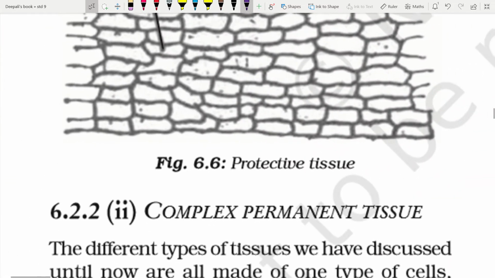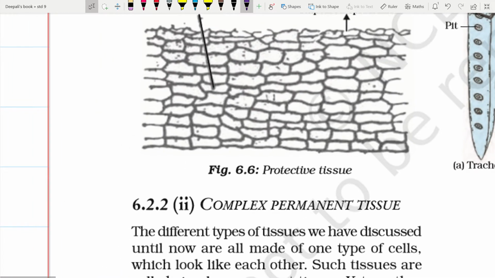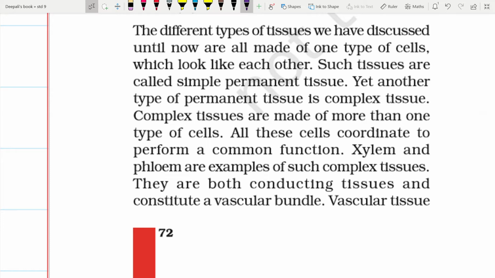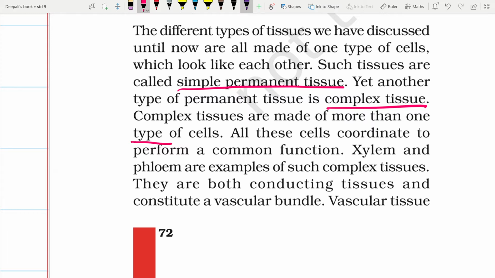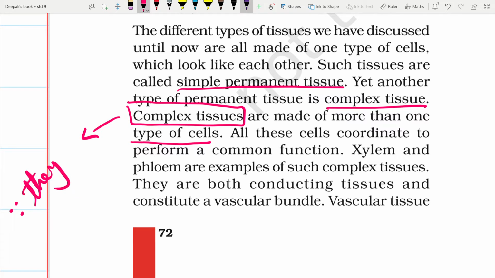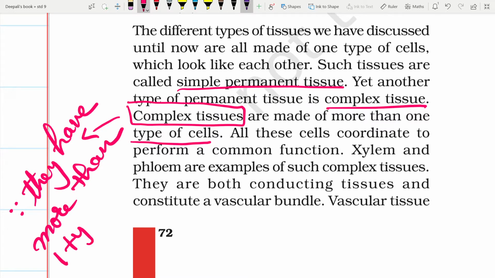The complex permanent tissues. The different types of tissues we have discussed until now are all made up of one type of cells which look like each other. Such tissues are simple permanent tissues. Yet another type of permanent tissue is complex permanent tissue, and they are made up of more than one type of cells. Now you understand why they are called complex permanent tissues? Because they have more than one type of cells. All these cells coordinate to perform a common function, and the two examples are xylem and phloem.